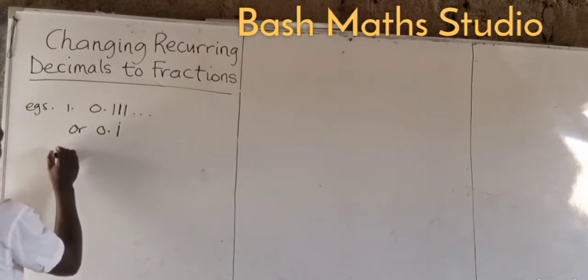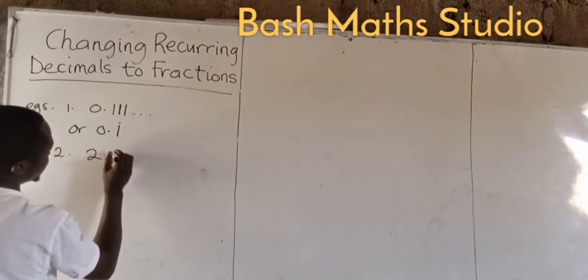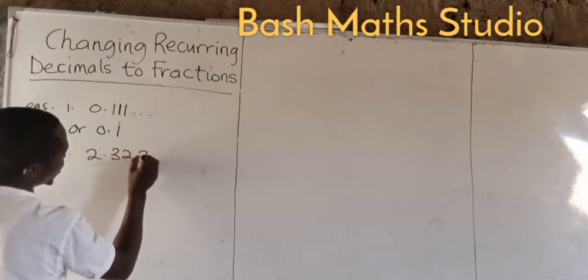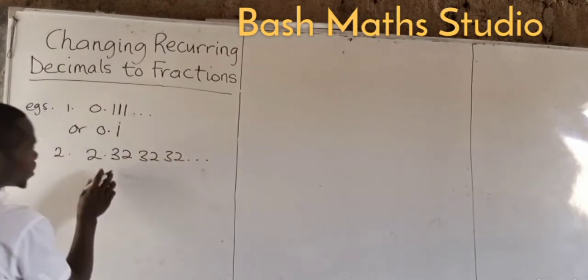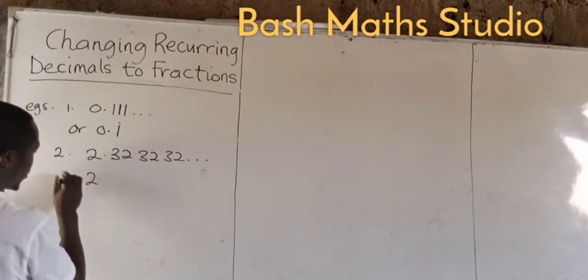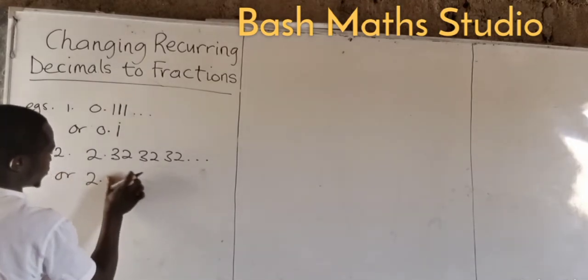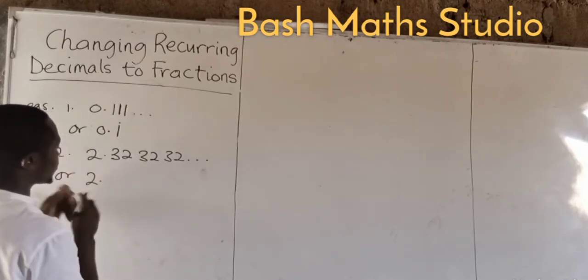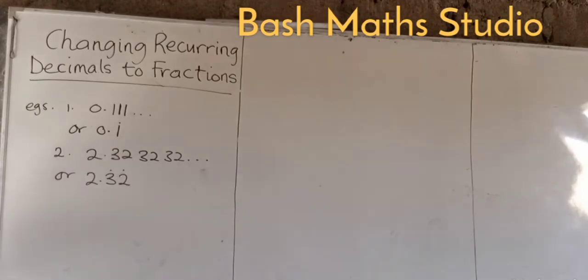And then another example, example 2, would be 2.323232. What it means is that 32 is recurring. So after the decimal point, you have 3, 2, and both of them are repeating. So we call this one also recurring.